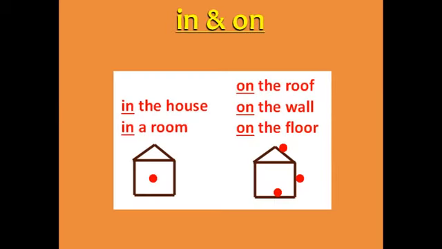Something can be in the house or in a room. House and room are enclosed spaces. But on the roof, on the wall, or on the floor, because roof, wall, and floor are all surfaces.